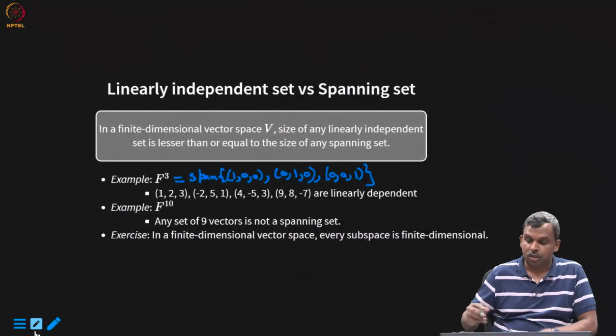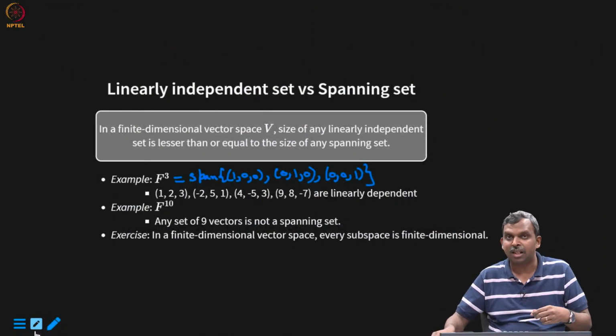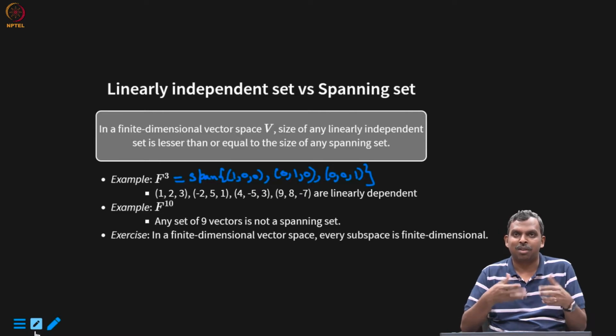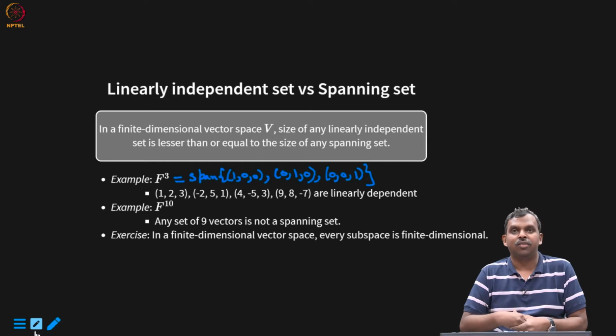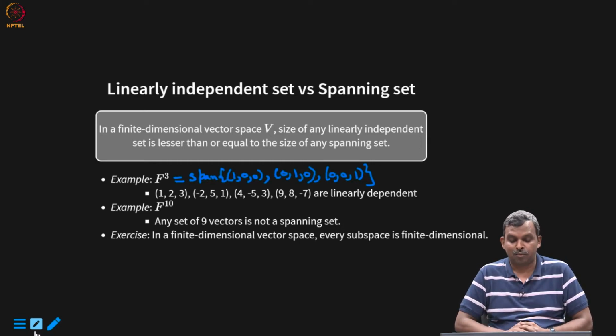Okay, so this is what I mean when I say a very innocent looking lemma which says something very obvious can be used in a non-trivial way to get a very nice result which helps you come up with a lot of nice ideas. Okay, so why don't you try this exercise? It's a nice exercise. Think about how you will show that in a finite dimensional vector space, every subspace is also finite dimensional. Okay, so it's a very interesting little argument.